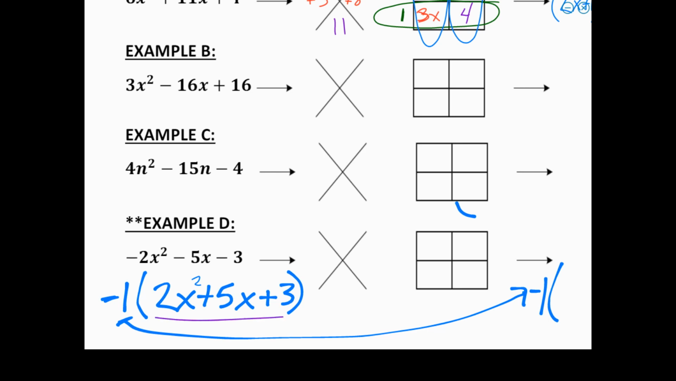So in this top, 3 times 2 is 6. And so what's my factors that are going to multiply to 6 and add to 5? 3 and 2. Okay, so over here in my box, I've got 2x squared and -3. And now I know that one of these is going to be 3x and one is going to be 2x.